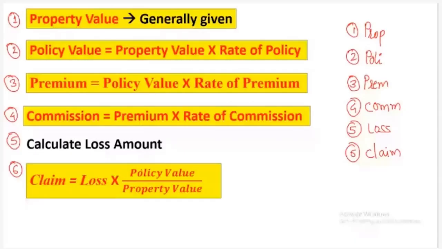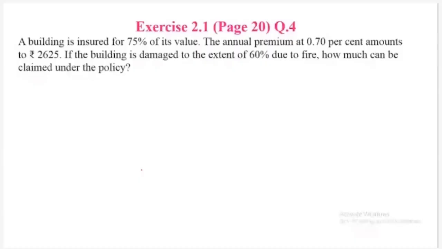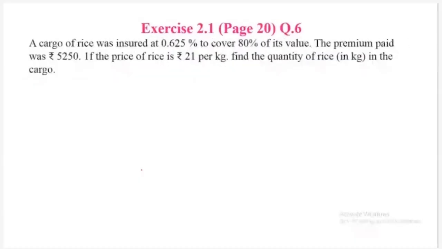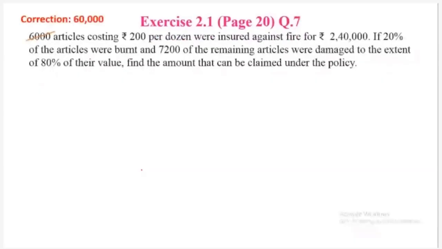Okay, let's continue there. So fifth is also over. Sixth is over. I do remember the quantity of rice we calculated. Clear? Property value upon 21 we had done. Property value means total value of rice upon per kg 21. Okay, chalo.